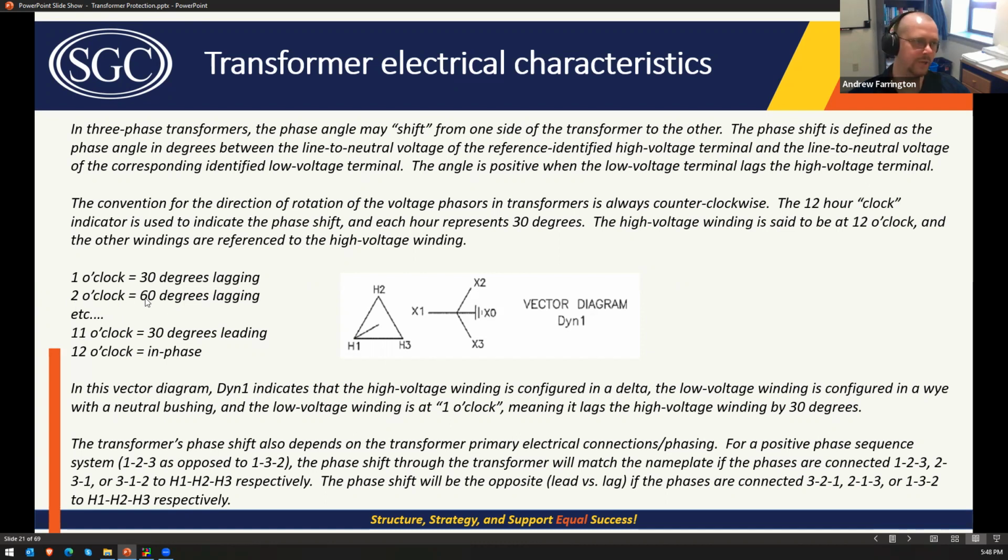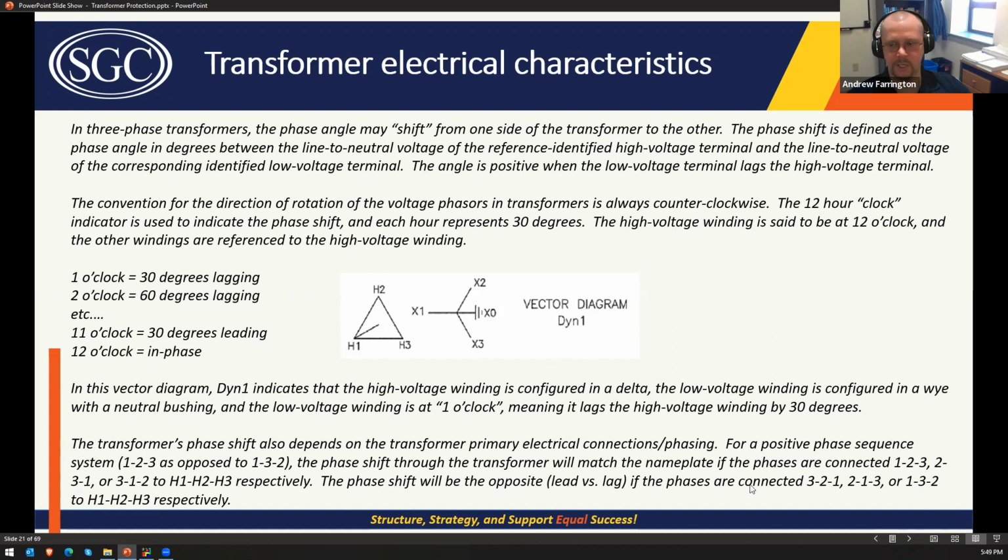You're not going to see a 2 o'clock transformer. I've never seen one. I mean, maybe you will, but you just probably won't. 11 o'clock you may see. Those are DAC transformers like we talked about. And then 12 o'clock would be if you had like a YY or a delta transformer and the high voltage and low voltage windings are in phase. So again, in this vector diagram, DY-N1 indicates that the high voltage winding is configured in a delta, the low voltage winding is configured in a Y, and it has a neutral bushing, that's the N, and that the low voltage winding is at 1 o'clock, meaning it lags the high voltage winding by 30 degrees.